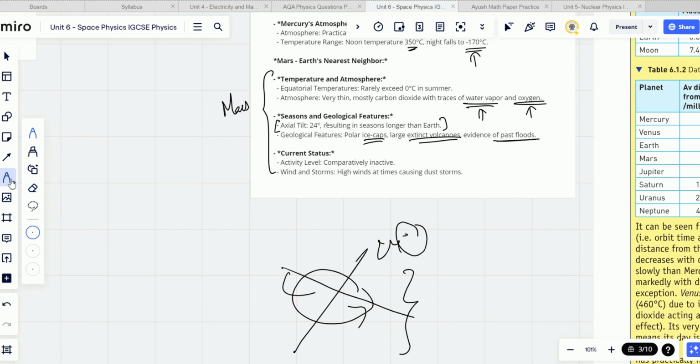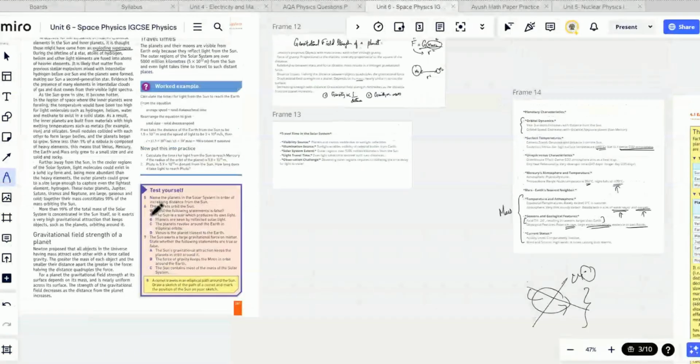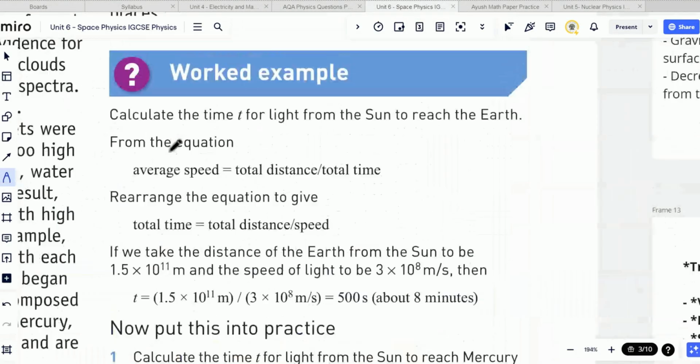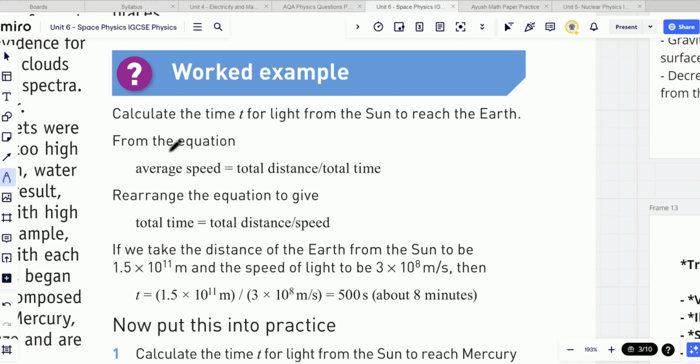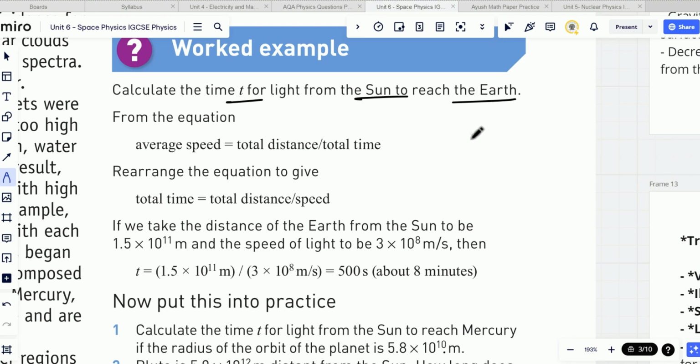This is mainly theory. As you can see, you just need to memorize all these things, and they will be asking only this in the paper. Let's do a numerical. Let's try to solve this one. General numerical: calculate the time of flight from the sun to reach the earth. So how do we find it? We need the time of flight, found using the general formula, velocity equals distance upon time. So the time of flight would be equal to distance upon velocity.